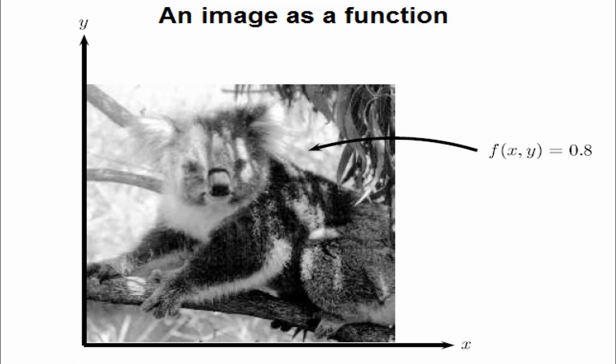As you can see in this image, for example, at this point, the brightness of this pixel, or the grayscale value of this pixel, is 0.8. We may assume that in such an image, the brightness value can be any real number in the range 0 to 1, so 0 for black and 1 for white. The ranges of x and y will clearly depend on the image size, but they can take all real values between their minima and maxima.